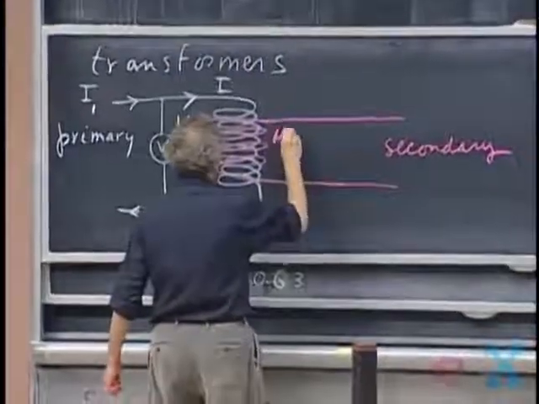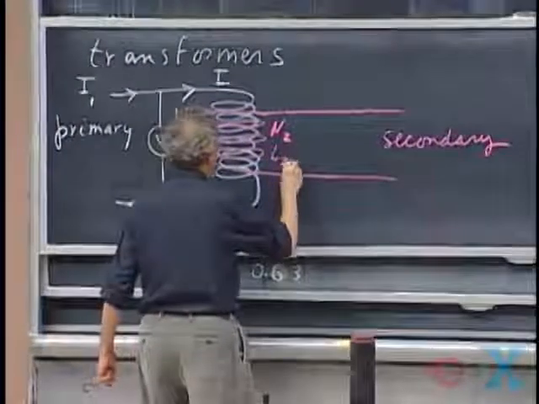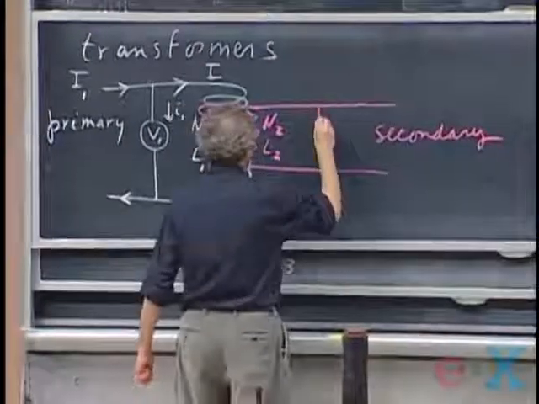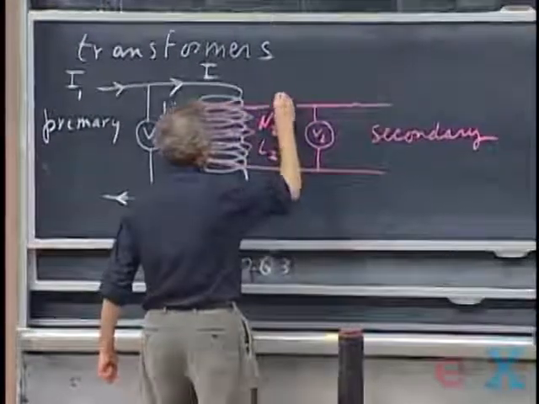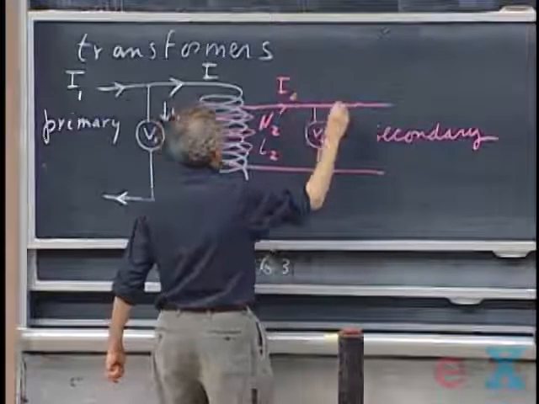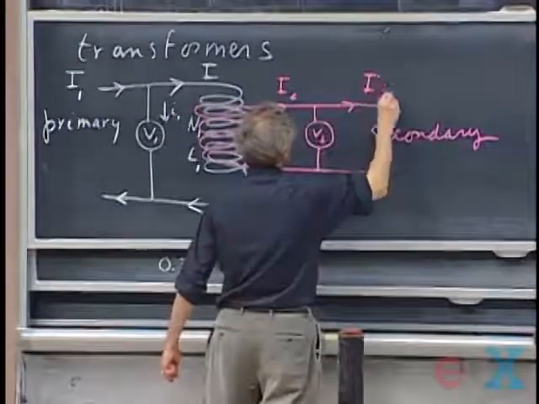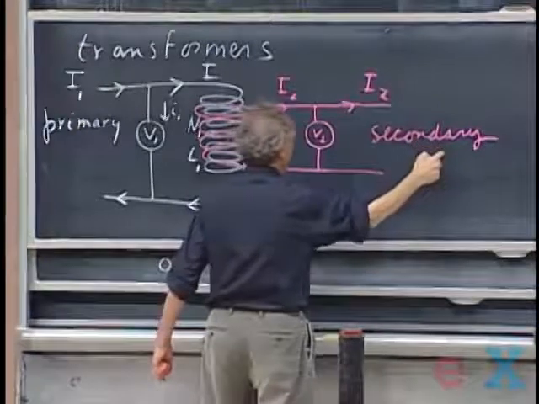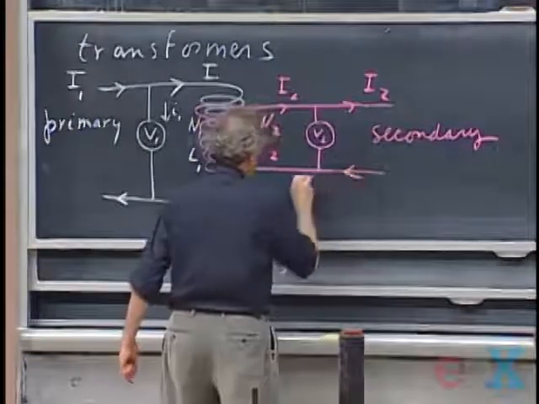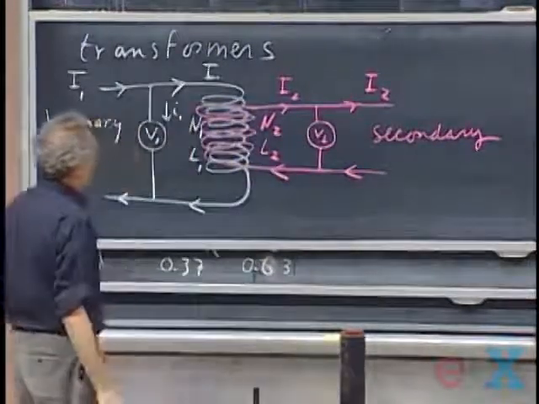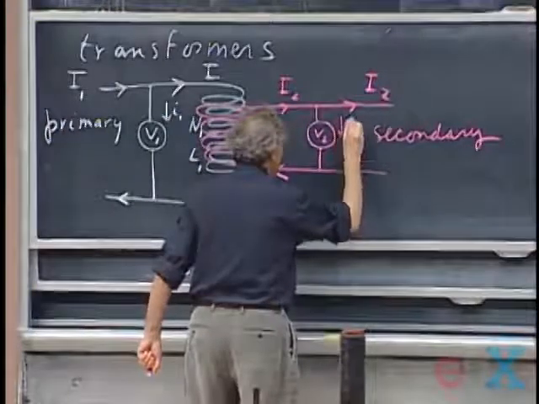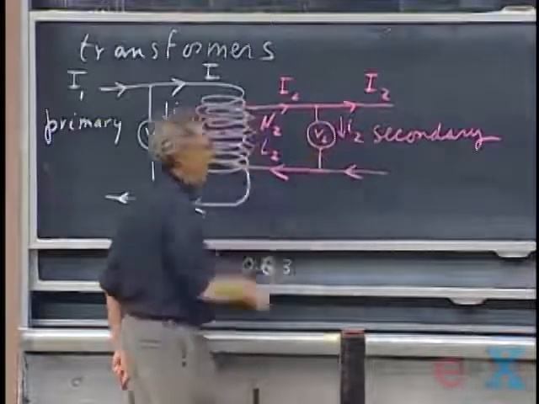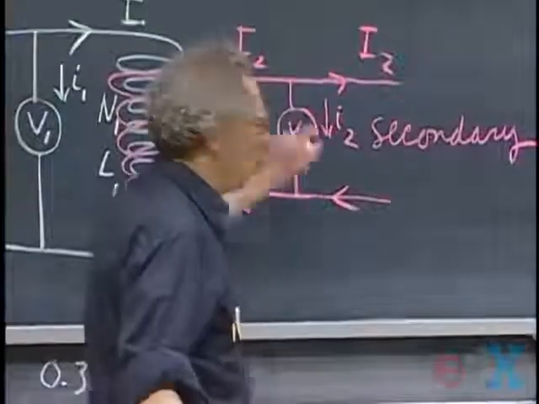It has N2 windings. Self-inductance is L2. And I put here a voltmeter, V2. The current I2 is flowing here. This is I2. Here's the consumer. This is where you are, maybe. And I2 is flowing back through the coil. But here is this teeny weeny little current I2 flowing so that I can monitor the value of V2.